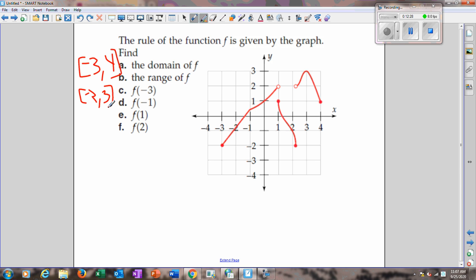F of -3, that means when x is -3, what is y? So I come back to -3. My y value is down here, so that would just be -2. F of -1 wants to know when x is -1, what is y? That looks like 0.5.